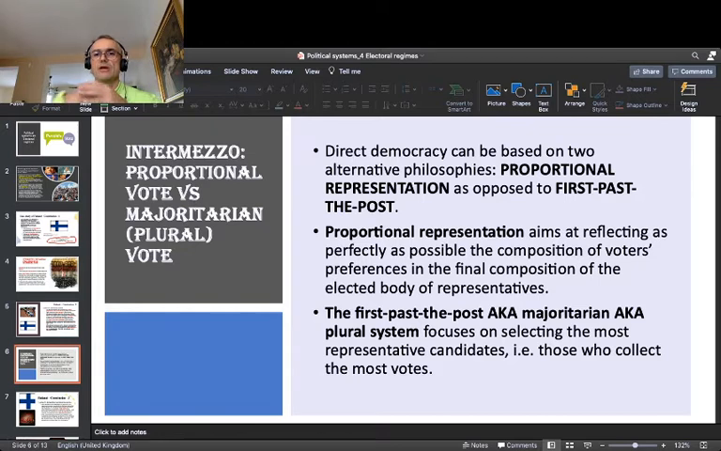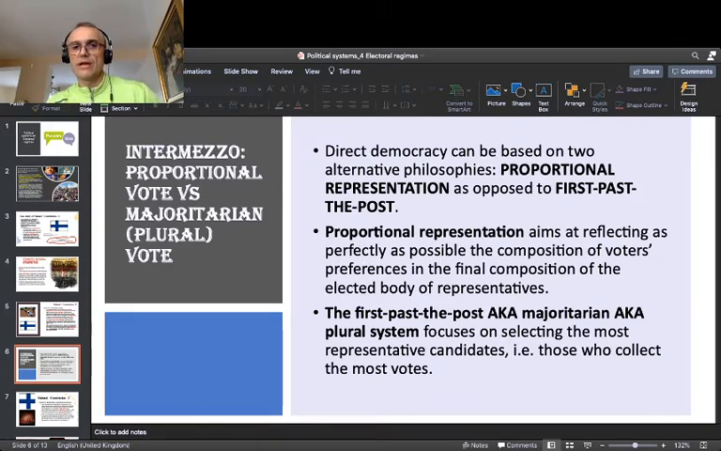Proportional representation aims at reflecting as perfectly as possible the composition of voters' preferences in the final composition of the elected body of representatives. It is like the assumption of a perfect world, where every citizen finds somehow their representation in the final composition of those elected bodies, like the parliament. Yet, as you will see later, even in this specific presentation, there are problems with assuring perfectly proportional representation. Essentially, it is almost impossible to assure a perfectly proportional representation.